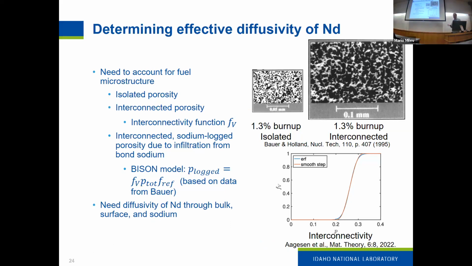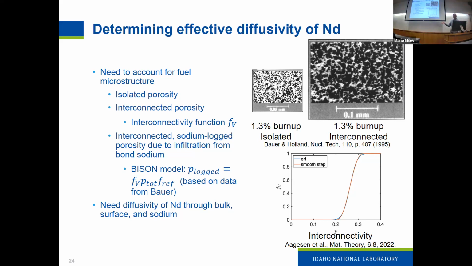One of the most important things in understanding transport is figuring out the effective diffusivity of these lanthanides through the fuel. In order to do that, we need to account for the fuel microstructure, which is very complicated. So we start out with isolated porosity, and then as burnup increases, and I'm sorry, I noticed as I was looking at this before that this is a typo. I think this is actually like 2.2% burnup.